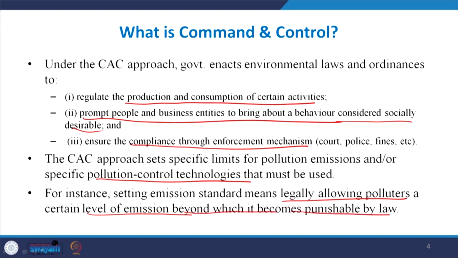So, this is simple: in a command and control system, the government directly controls the activities of the polluters and directs them on what to follow and what not to follow. So, this is called the command and control system.